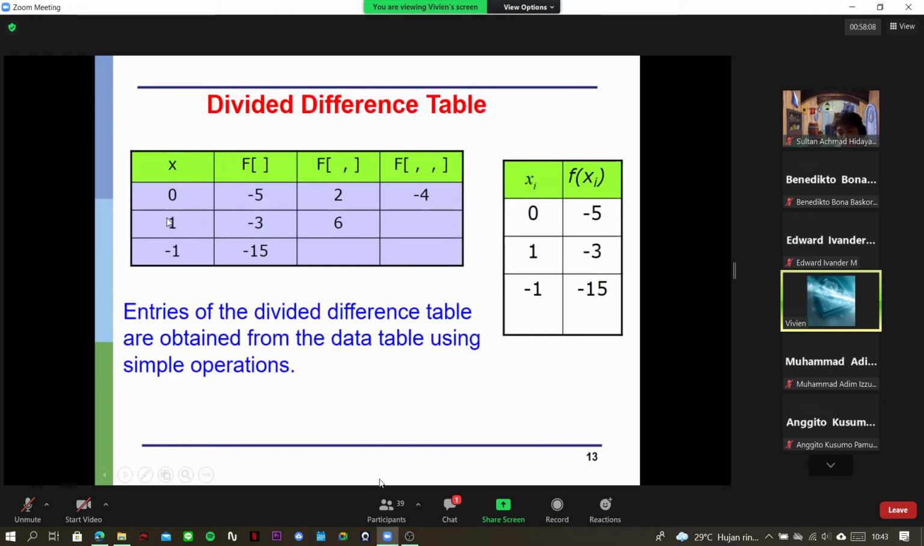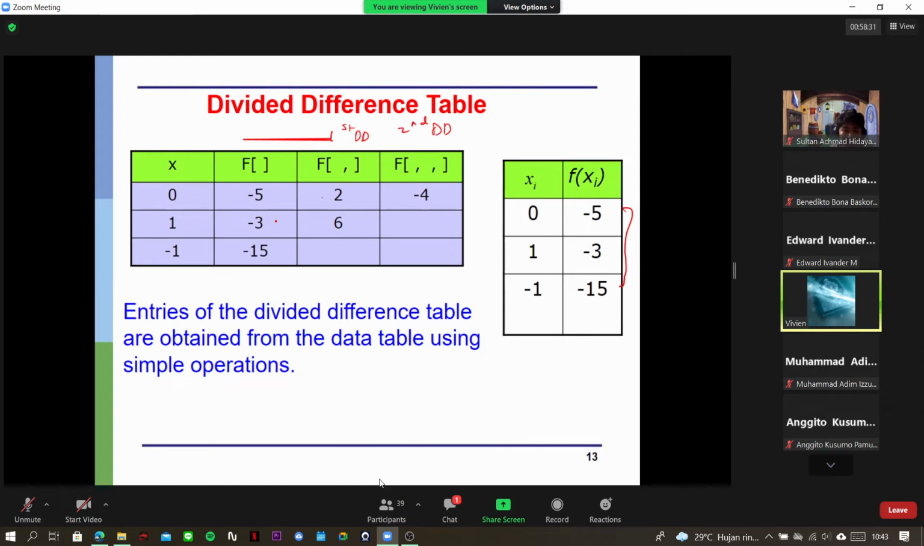Okay, so we will continue here with the example. Say we have 3 points here, so we are only getting the second order equation. This is the data that we have, and we put it here. Now we want to find F, the first divided difference and the second divided difference.